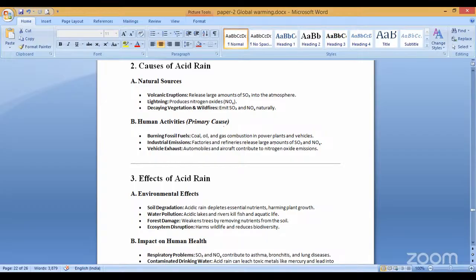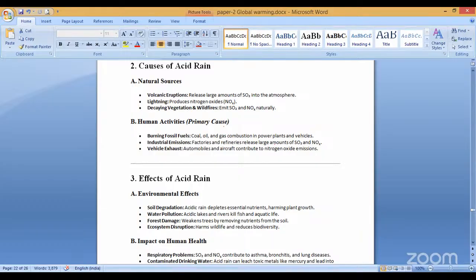Human activities are the primary causes. Burning fossil fuels, coal, oil, and gas, combustion in power plants, in vehicles, industrial emissions from factories and refineries, release a large amount of sulfur as well as nitrous compounds. Vehicle exhausts, automobiles, and aircraft contribute to nitrogen oxide emissions. That is the effect of acid rains.